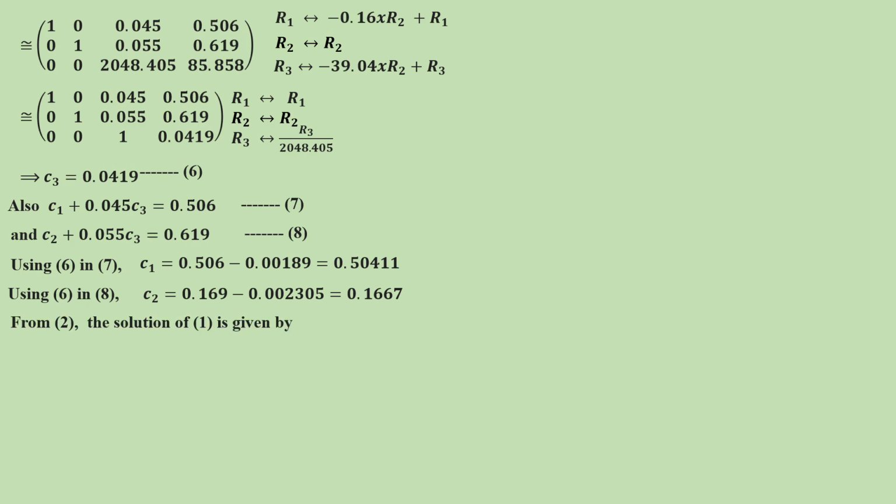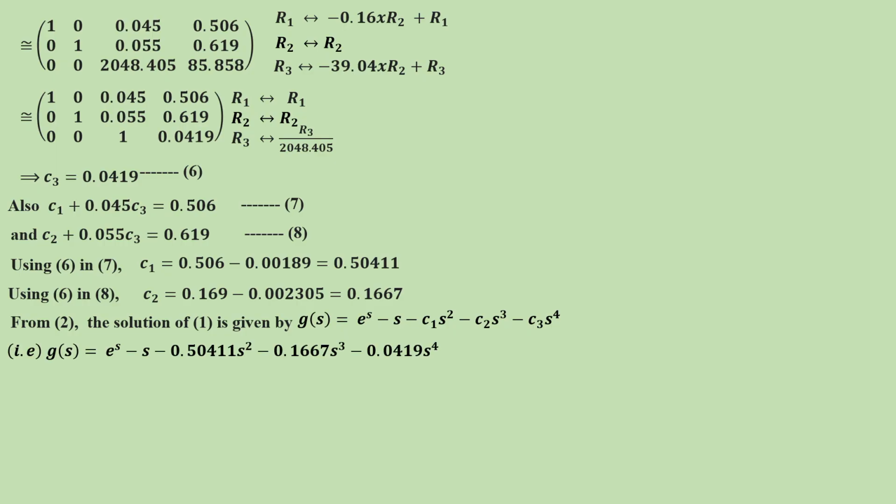Then from 2, the solution of 1 is given by g of s is equal to e power s minus s into c1, s square minus c2, s cube minus c3, s power 4. That is equal to e power s minus 0.50411 s square minus 0.1667 s cube minus 0.0419 s power 4.